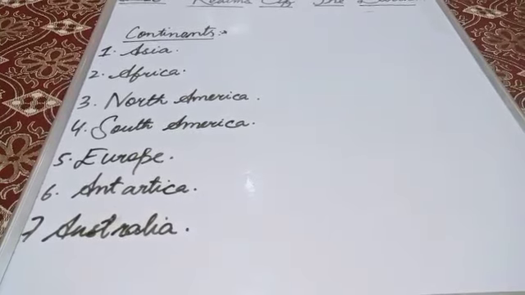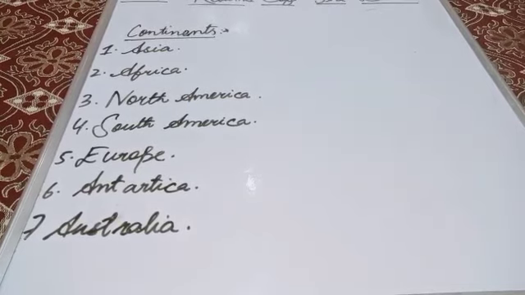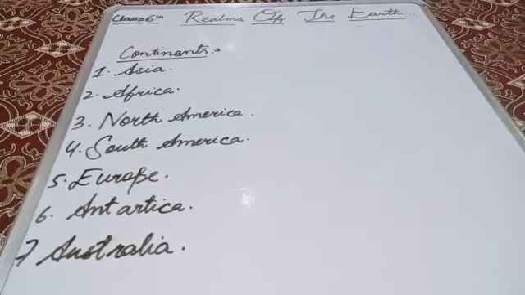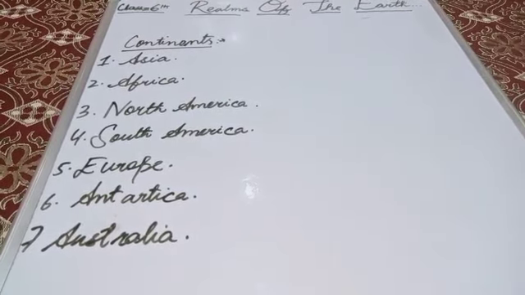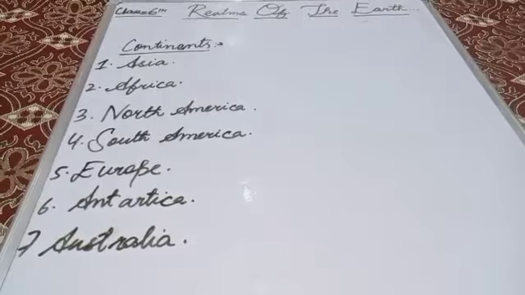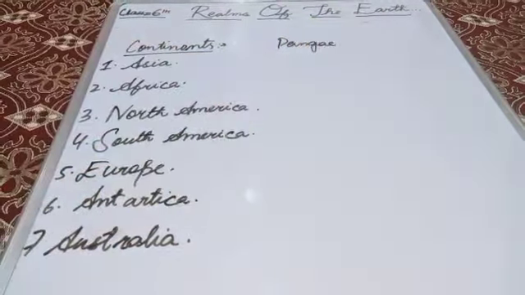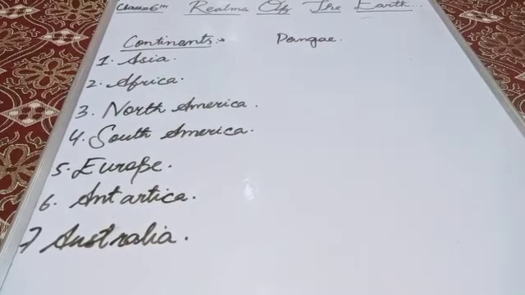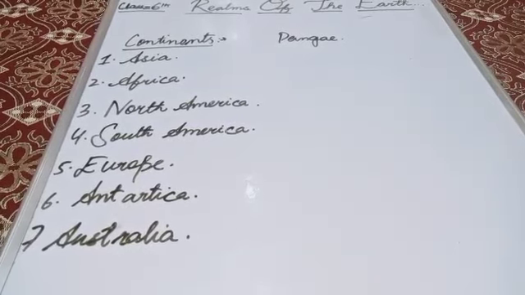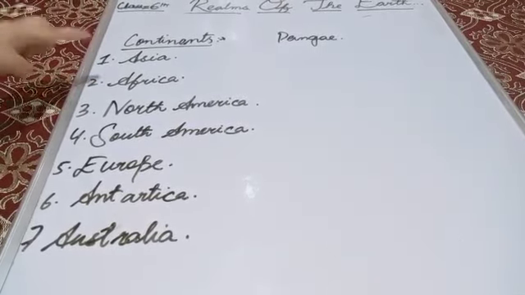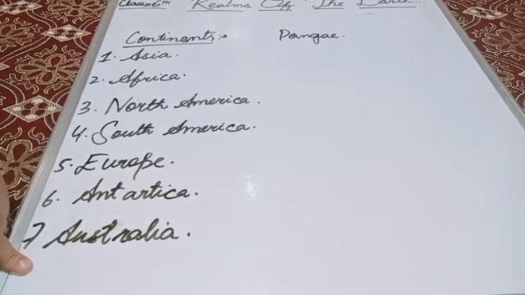Now the first question is, how are continents formed? Scientists believe that millions of years ago, the continents that we have were once joined together in one large major landmass or one major supercontinent which was known as Pangaea. But due to the movement of tectonic plates present in the earth, this large landmass broke apart into 7 different continents which we have today as Asia, Africa, North America, South America, Europe, Antarctica and Australia.